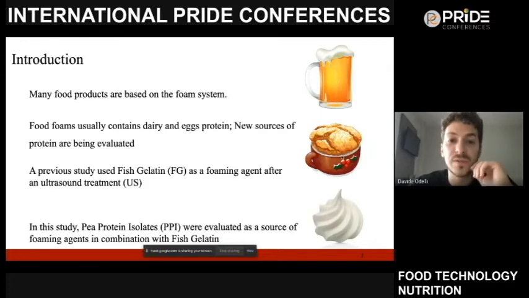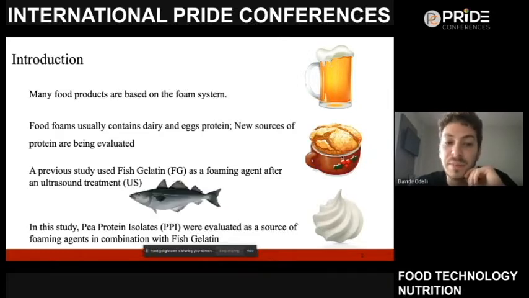Also, these foam systems contain some molecules, called surfactants, that are able to interact with both of the phases and stabilize the overall system. And usually food foams contain dairy and egg proteins thanks to their high efficiency in stabilizing the system. However, recently new and more sustainable sources of protein have been evaluated.